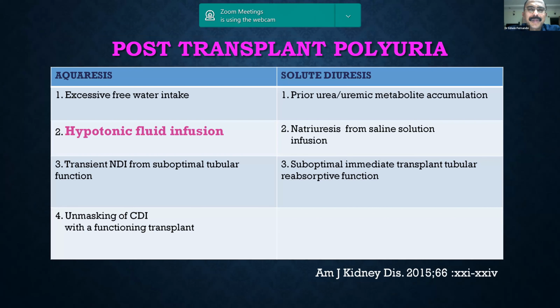Post-transplant polyuria. This is something that we commonly see. So this could be aquaresis or solute diuresis. Aquaresis is excessive free water intake, hypotonic fluid infusion. Of course, as nephrologists, we are very careful with this. Transient NDI, nephrogenic diabetes insipidus, from suboptimal tubular function, and unmasking of a CDI with a functioning transplant. Or it could be a solute diuresis where there is prior urea and uremic metabolite accumulation, natriuresis from saline infusions, and suboptimal immediate transplant tubular reabsorptive functions.